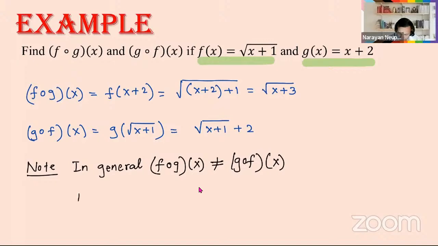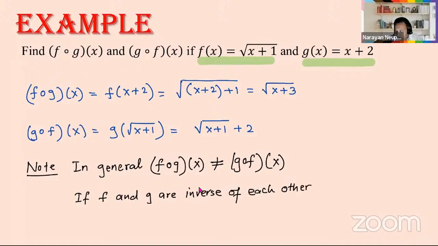So if f and g are inverse of each other, then we can say f o g of x is equal to g o f of x. Otherwise, these two quantities will not be equal. They are equal only when f and g are inverse of each other. And also remember this statement here, if f and g are inverse of each other, then f o g of x is equal to g o f of x.